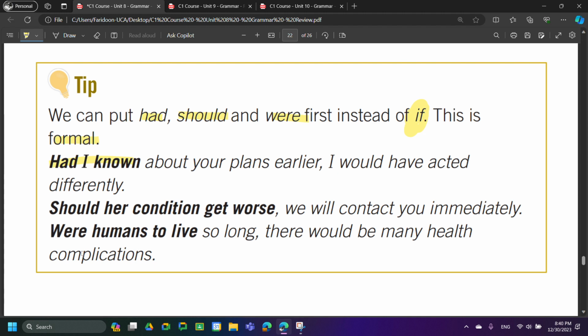And the last one, were humans to live so long, there would be many health complications. You could say if humans were to live so long, there would be many health complications. Either way, if you just want to learn had and should and were instead of if, learning how to use them instead of if, it is okay. Just be careful. It's going to be a bit formal.